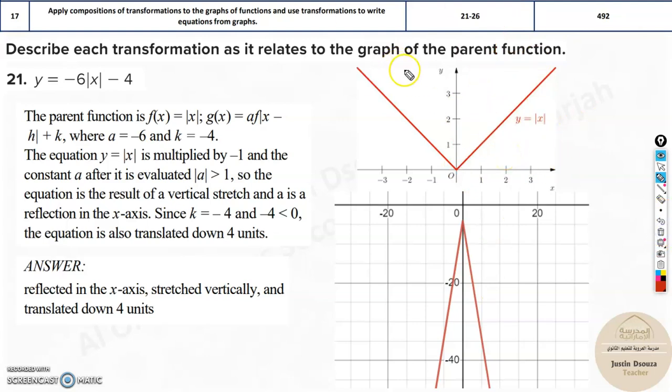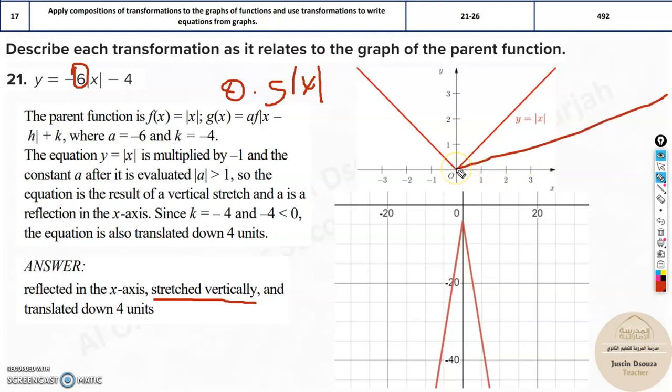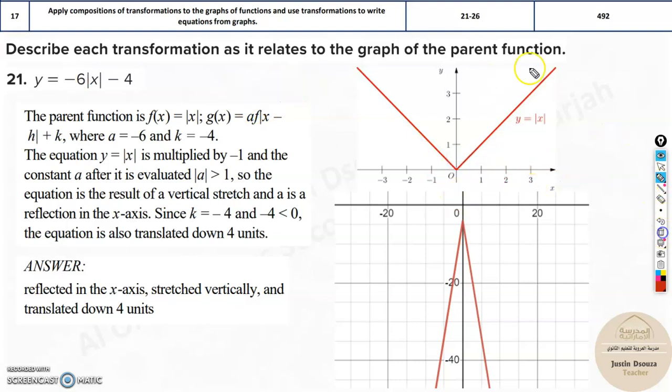So now you need to understand this. What does it mean to be vertically stretched? Vertically stretched means you have a value over here more than 1. If it is less than 1 but greater than 0, then it will be compressed. So if it was, say, 0.5 magnitude x, then it will be compressed like this. When x is 1, the y value will be just 0.5. So this will be compression vertically. It will be compressed vertically.